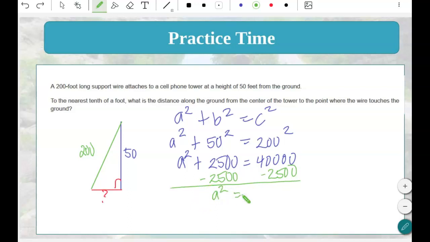We're left with a squared. Go ahead and use that calculator. 40,000 minus 2,500 is 37,500, and that's a squared. So a will be the square root of that. All right, so second x squared, 37,500. Get the square root, it comes out to approximately 193.64, and it says to the nearest tenth.